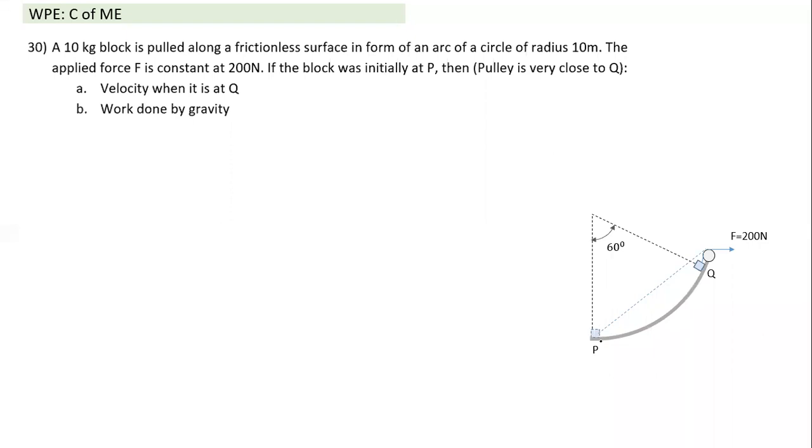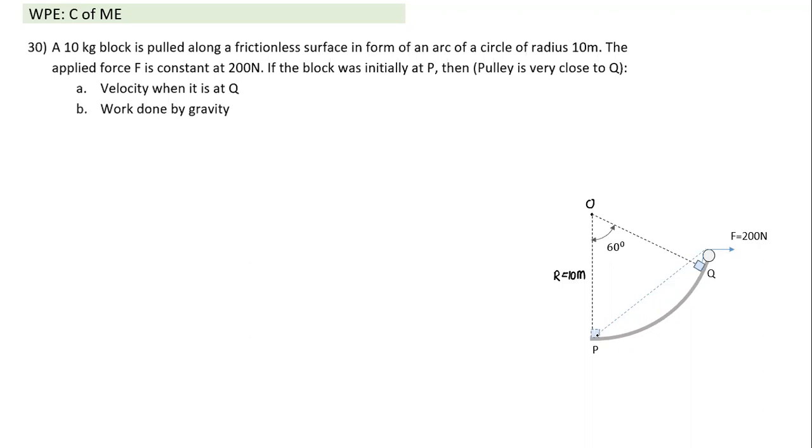And you can visualize. So suppose, what do we see here? A 10 kg block is pulled along a frictionless surface in the form of an arc of a circle of radius 10 meters. This is the center of the circle O, and radius R is given as 10 meters. This is an arc of a circle lying in a vertical plane, and there is a very small pulley here. We apply a constant force of 200 Newton. The force remains constant.